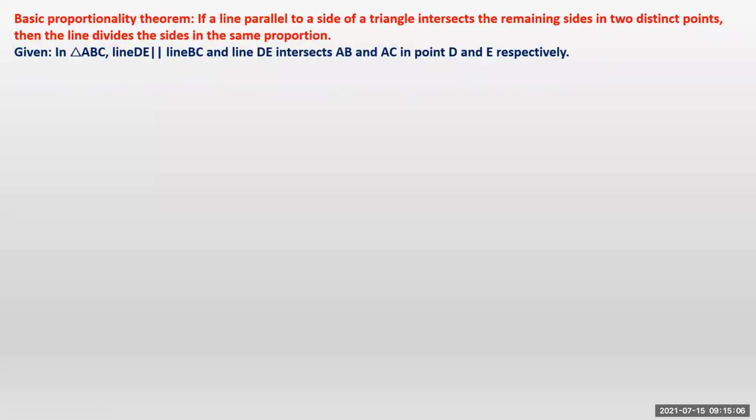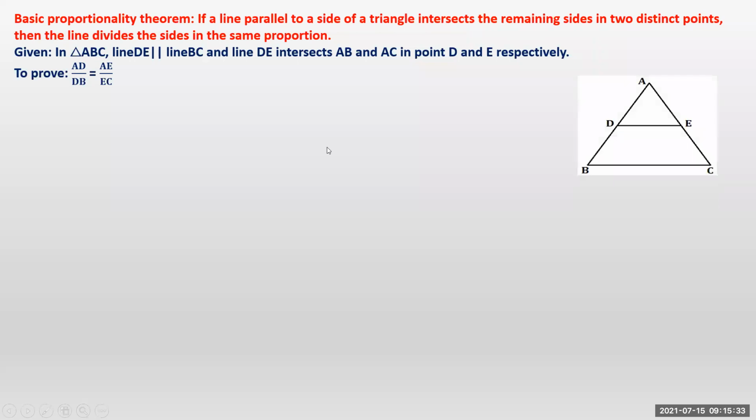Given: in triangle ABC, line DE parallel to line BC, and line DE intersects AB and AC in points D and E respectively. To prove: AD upon DB equals AE upon EC. Now if you look at the figure, you'll get all the meaning of the statement. Go word by word.